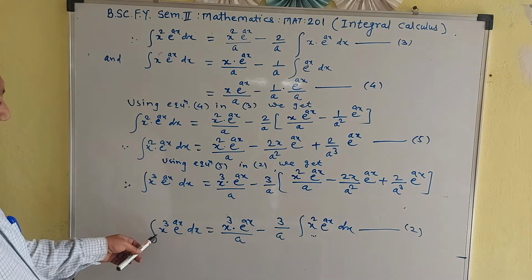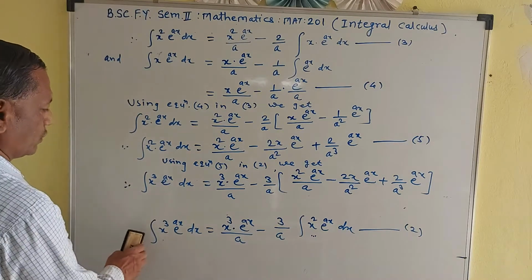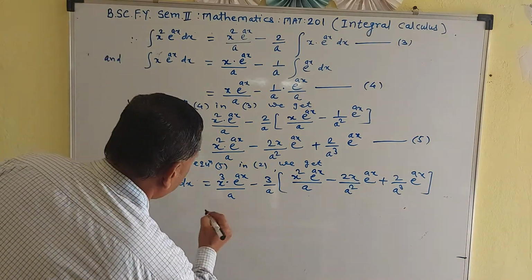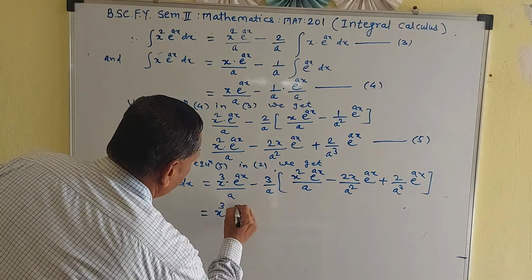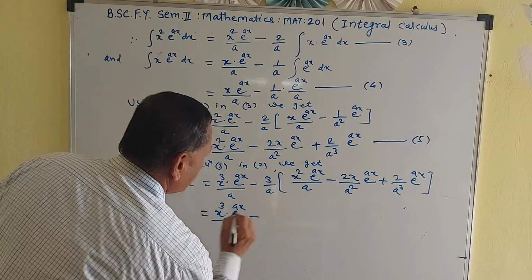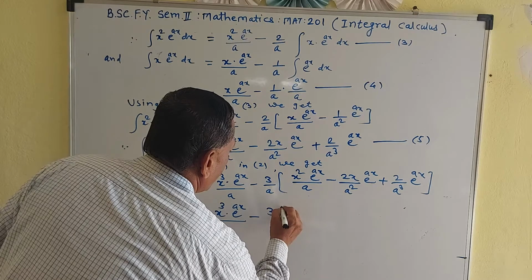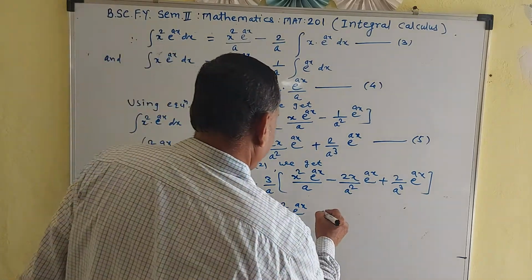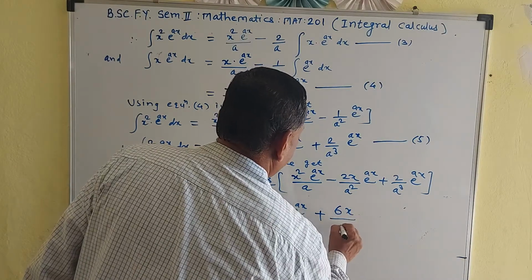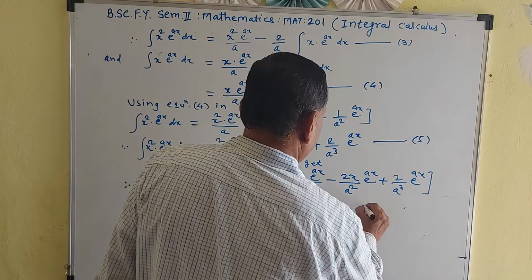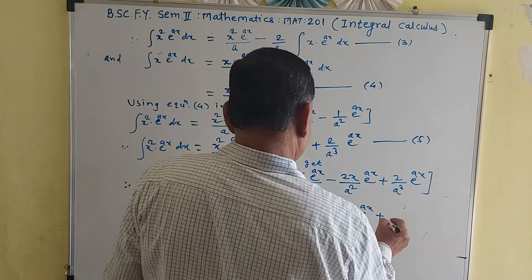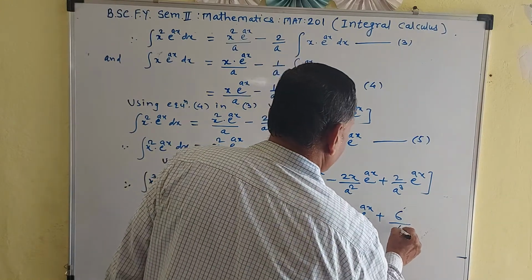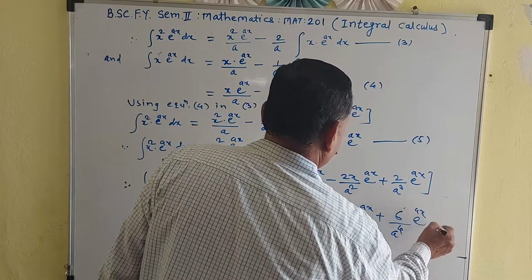You simplify this and you get the value of the integration of x³ e^(ax) dx. It is equal to x³ e^(ax)/a minus 3x² e^(ax)/a², then minus minus plus 6x/a³ e^(ax), then plus 6/a⁴ e^(ax). So this is the answer.